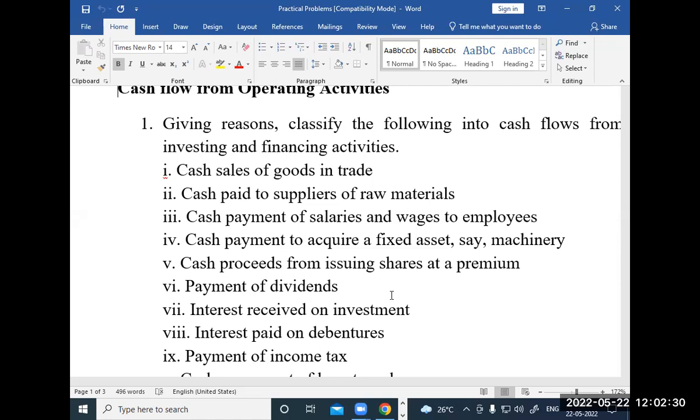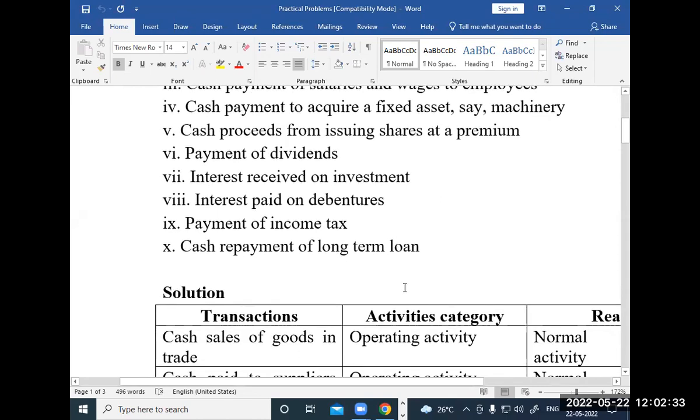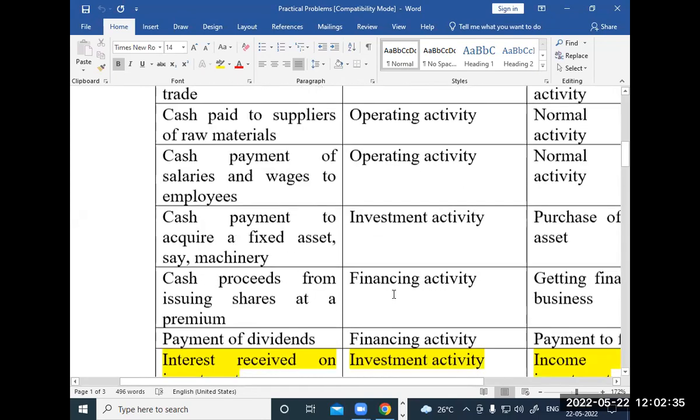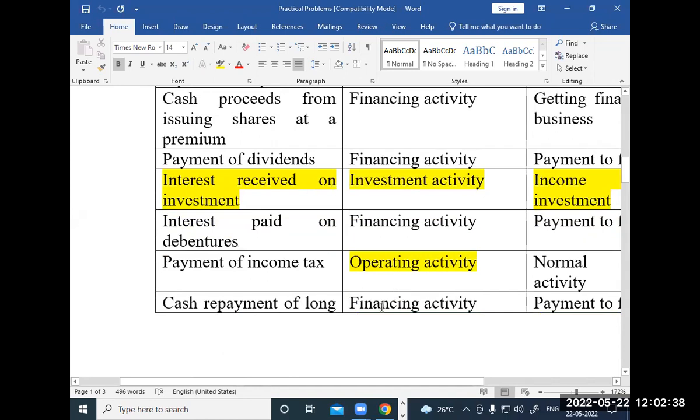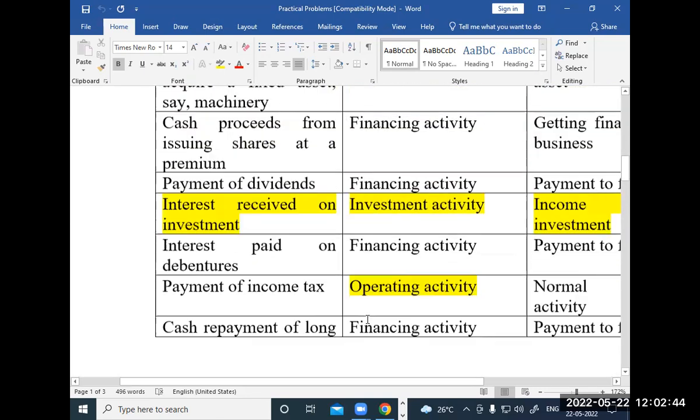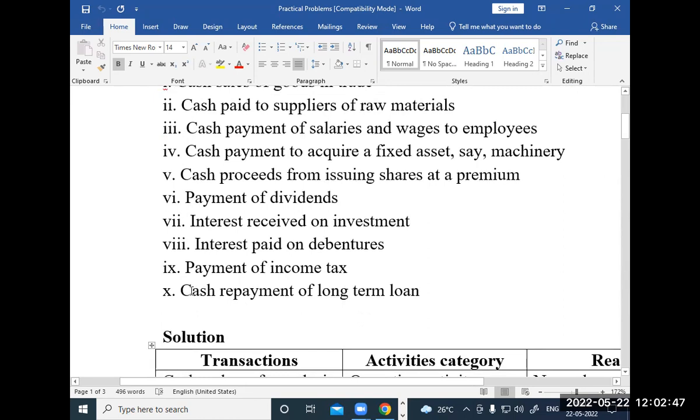Yeah. Next. Ninth one, payment of income tax. Operating activity. Okay. Cash receipt of long-term loan. Long-term loan you have taken. Financing activity, cash inflow. Okay. So this kind of question, can we have one? Cash repayment of long-term loan. So it's a cash outflow of financing activity. Yes.